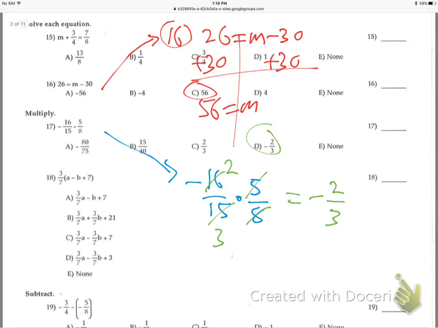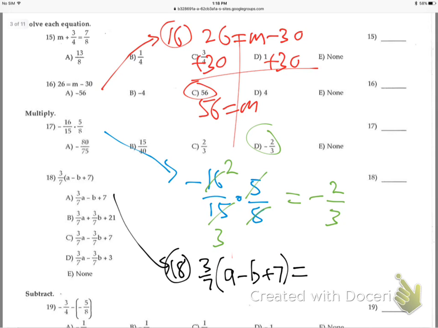Okay, 18 can be a little tricky. Right down here, 18. So we've got 3/7 parenthesis, a minus b plus 7. Okay. Now what do you do with anything in front of parentheses? Going to distribute, right? So that 3/7 will go boom, boom, boom. So you'll get 3/7 a minus 3/7 b plus 3/7 times 7. You okay there so far? All right, I just took that 3/7, right? So it's like I distributed the practice exam. We're distributing the 3/7. Everybody gets one, right? 3/7, 3/7, 3/7. Everybody gets one, distributing.